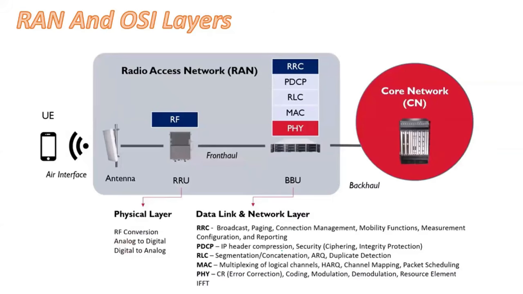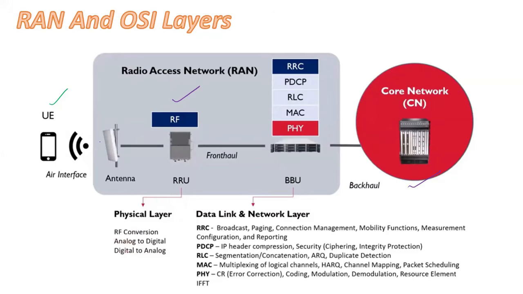Okay. So the RAN and the OSI layers. Let's map the RAN onto the OSI layers here. We have 3 main components: one is the UE, one is the RRU, and the third is the core network, or you can say the backhaul through the BBU and the core network. And this is the antenna system. It can be an active antenna or a passive antenna, right?